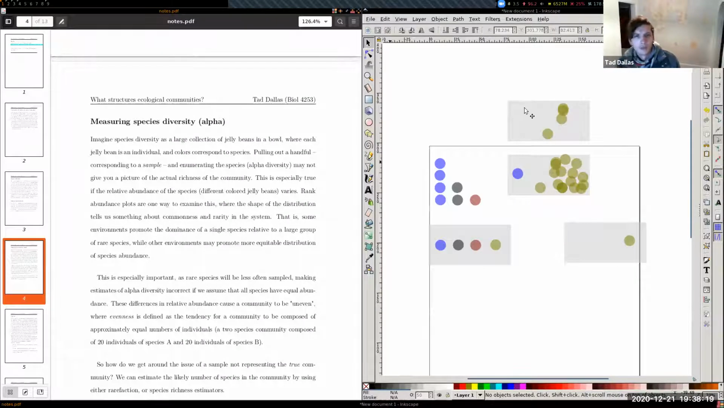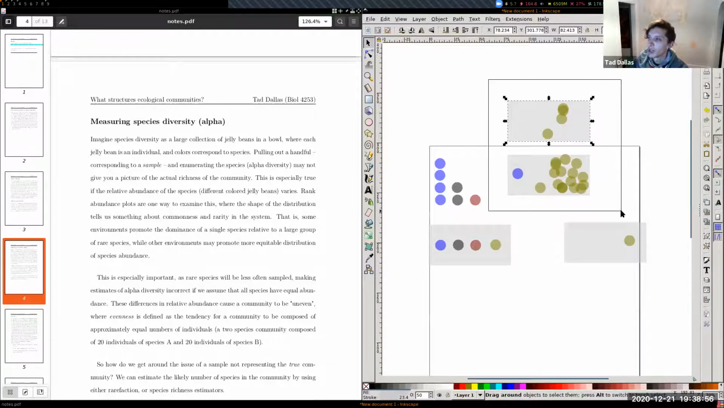And so that's not good. I'm underestimating my species richness, right? So ideally, we want to develop a way that we can robustly get at species richness, even from a sample. And one of the most obvious things that could influence our ability to successfully quantify alpha diversity would be the relative proportion of individuals of different species.